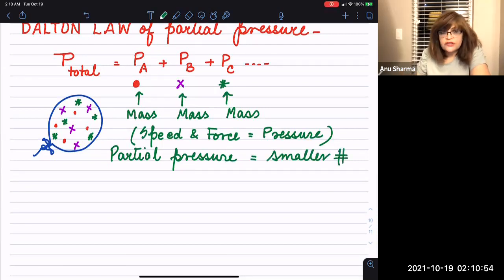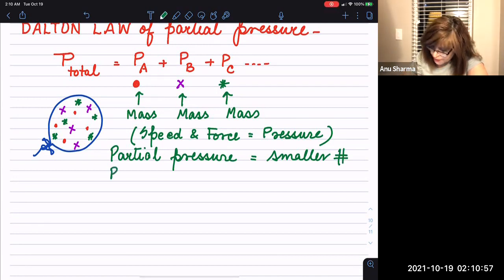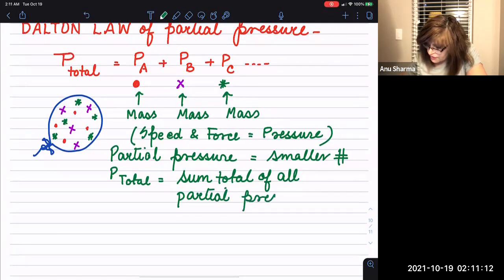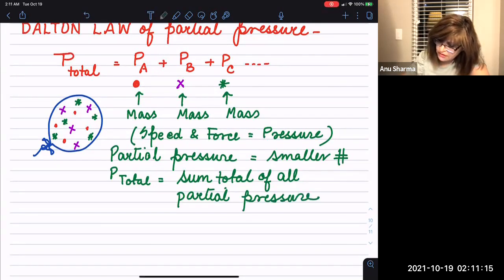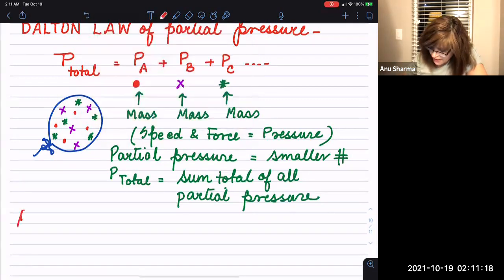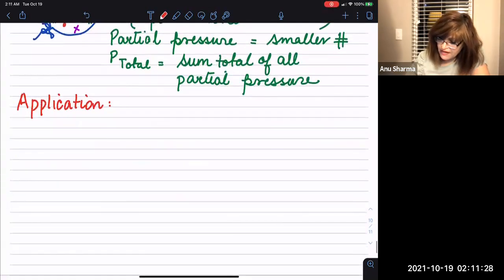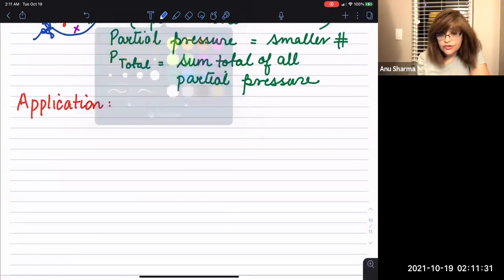But P total is the sum total of all the partial pressures. So P total is the sum total, or you add up all these partial pressures. Okay, so the application of this is in anesthesia, what is in your lungs, what's the capacity of your lungs. Also in deep sea diving, where they take helium and oxygen mixed together.